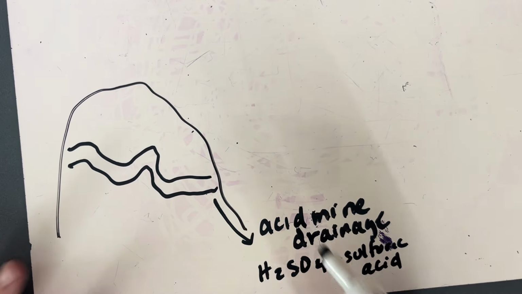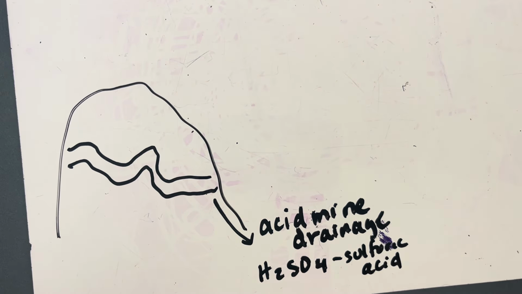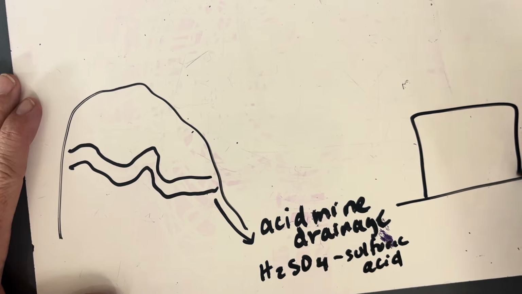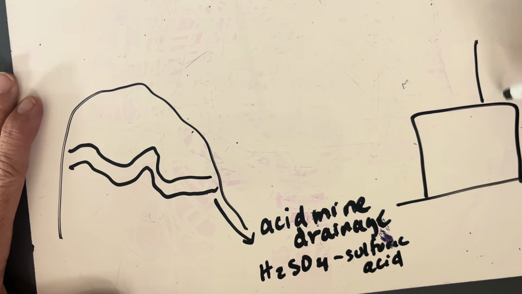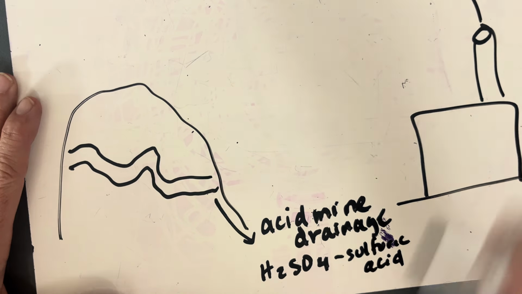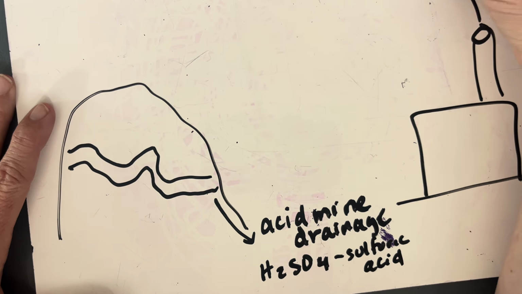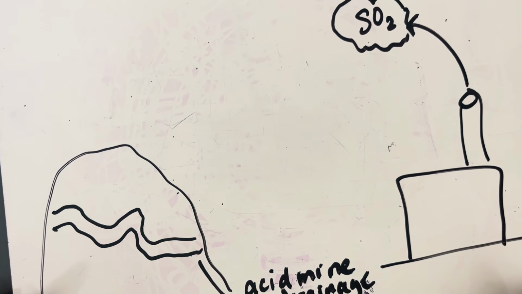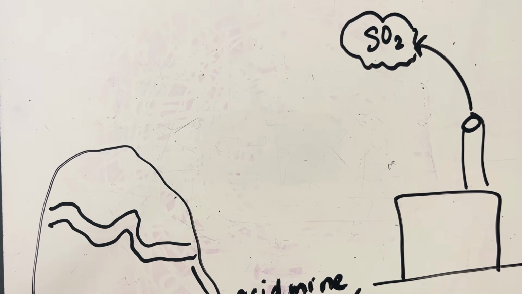The other way that the sulfur can form sulfuric acid is when we burn coal. So if we draw our power plant over here, and this power plant is burning coal, that's going to release sulfur dioxide into the atmosphere. And coal is known for being one of the dirtiest fossil fuels because in addition to carbon dioxide, it also releases things like nitric oxide and sulfur dioxide.